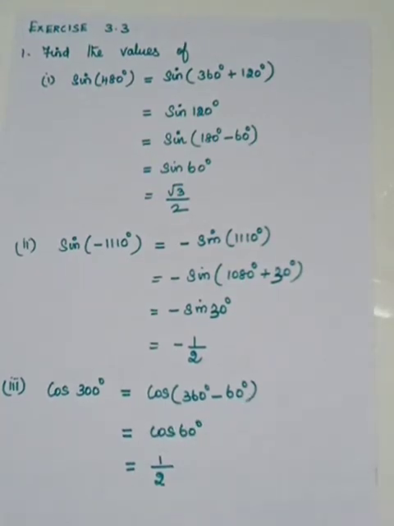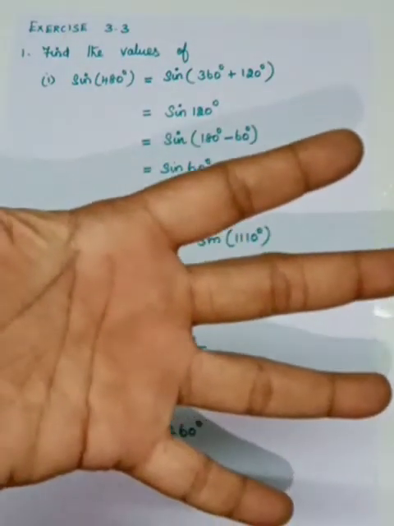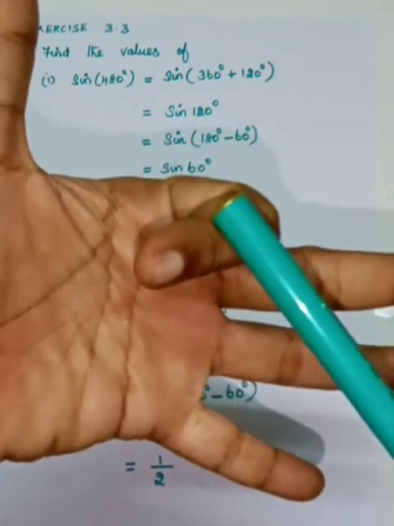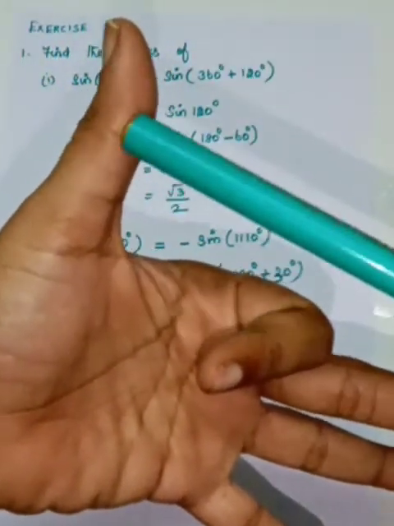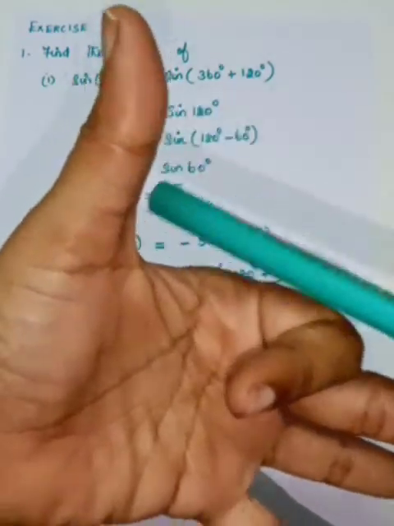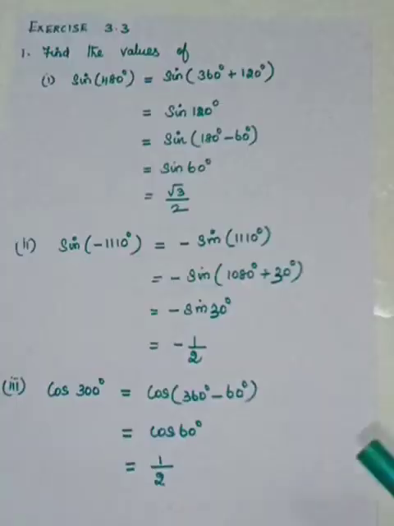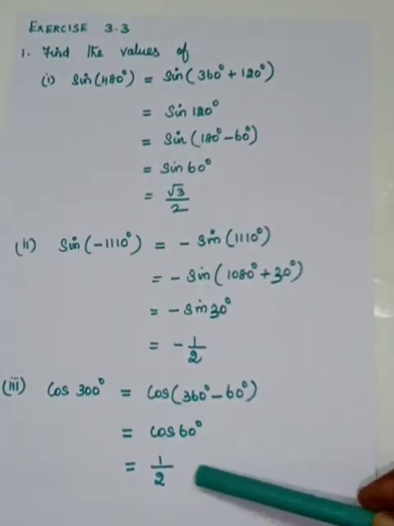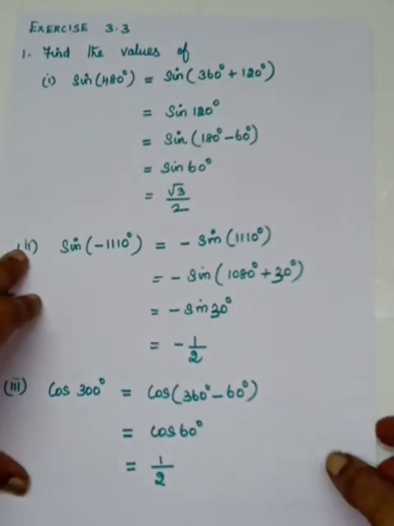What is cos 60 degree? Again use the left hand. This is your 60 degree. Cos means you have to see the fingers above. How much is it? 1. So square root of 1 by 2. So square root of 1 is 1, so it is 1 by 2. In this way you have to find out.